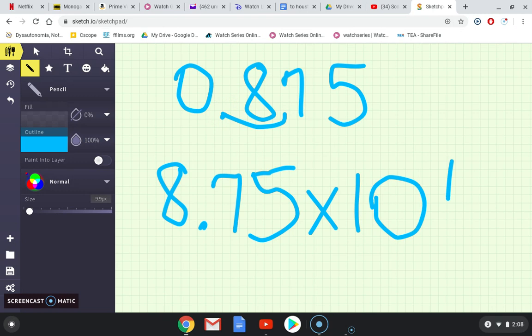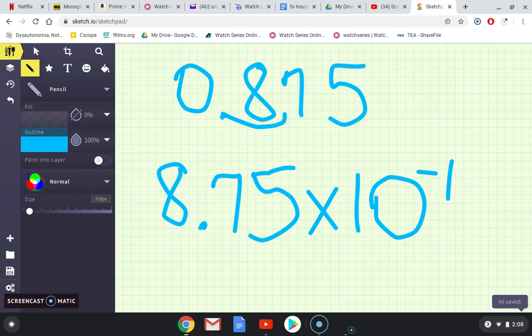Well, is this a positive 1 or a negative 1? And you got to ask yourself, is this a big amount of money or not a big amount of money? And it's 88 cents, but it's still not huge. And so we are dealing with a negative exponent.